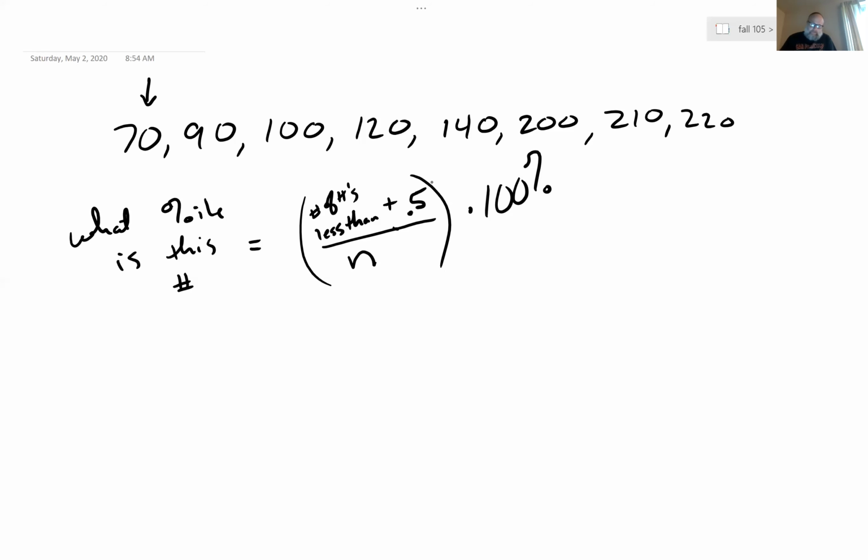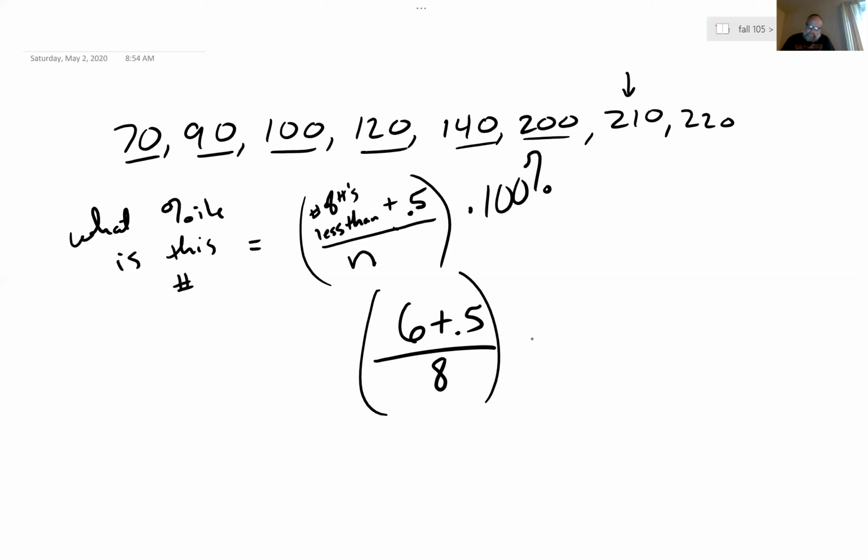So for instance, if I wanted to know, 70 is boring, let's do this guy, 210. If this is what you scored, how many numbers are less than him? Well, 1, 2, 3, 4, 5, 6. So 6 plus a half divided by the total number of scores: 1, 2, 3, 4, 5, 6, 7, 8. So 6.5 divided by 8. Oops, times 100%. Almost forgot my times 100%. I usually just do that in my head. The 81st percentile, 81st percentile.